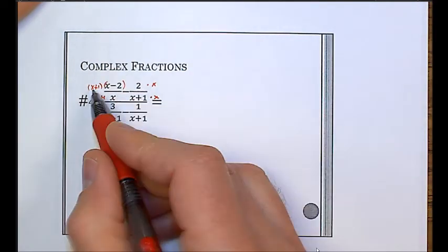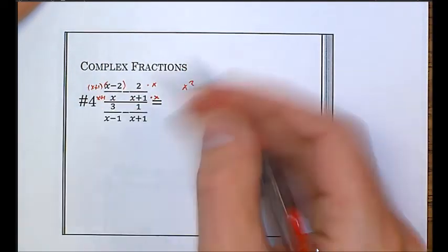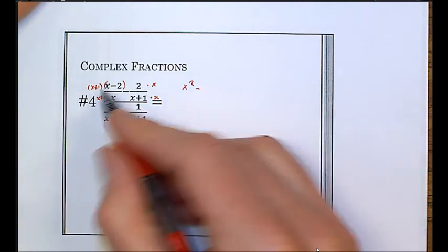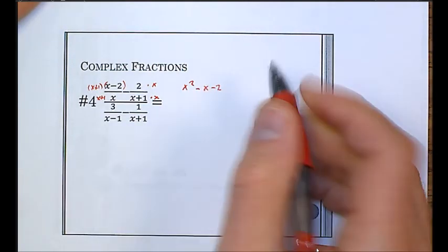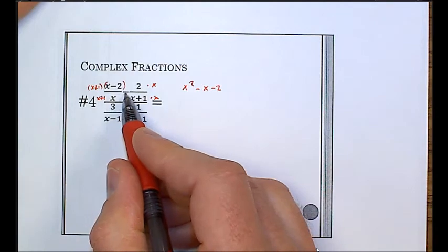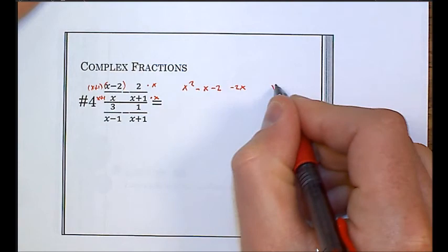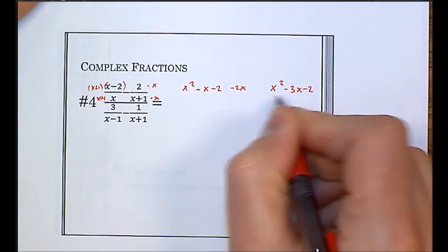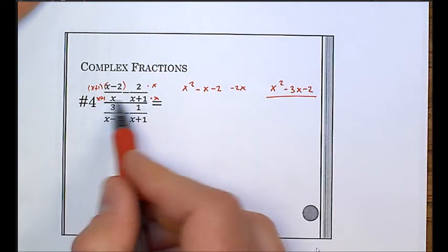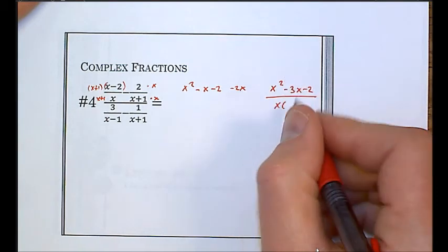So that would become x squared. You can just FOIL it. Some of you can do it in your head. That's going to be minus x minus 2. And then this is a negative symbol, or a minus, so it's minus 2x, like that. So that simplifies into x squared minus 3x minus 2 on the top of this numerator. The denominator is the common denominator of x times x plus 1.